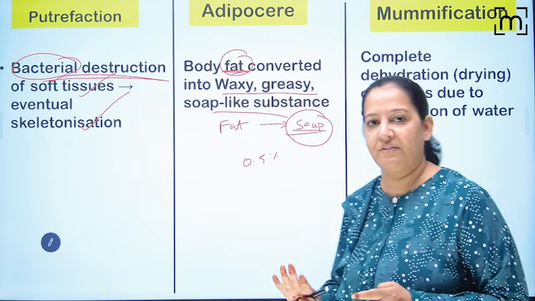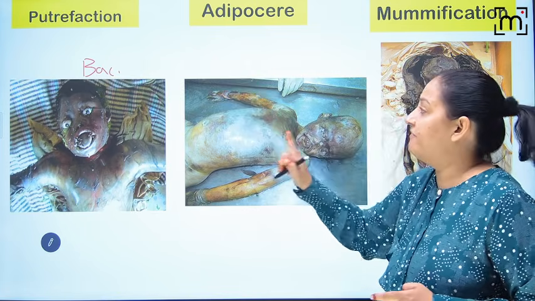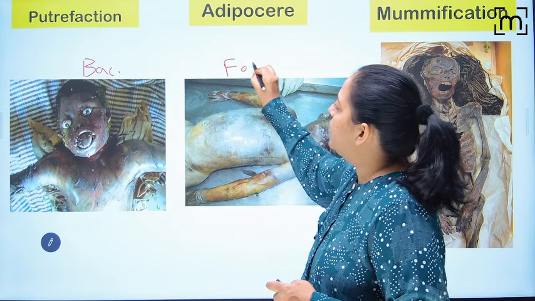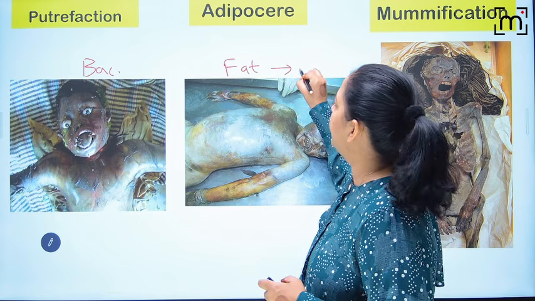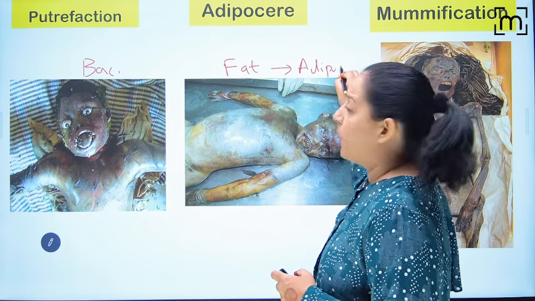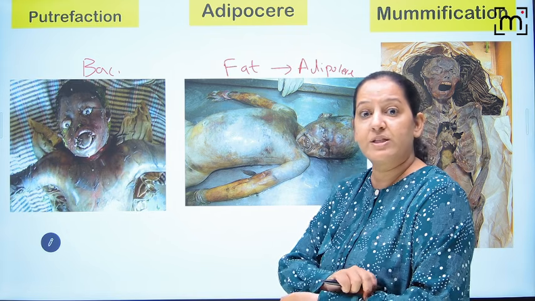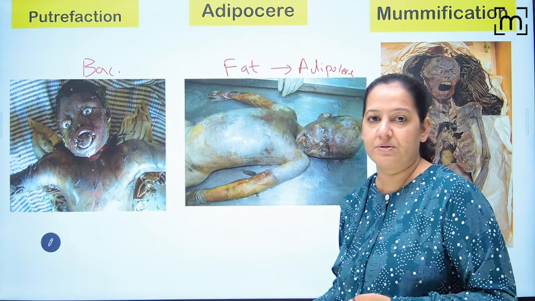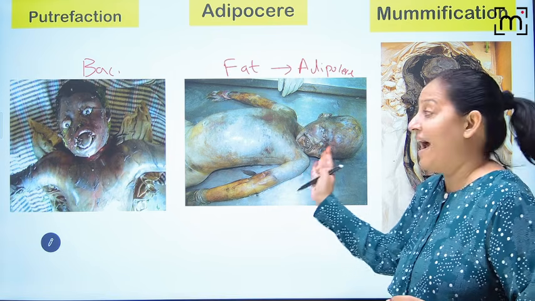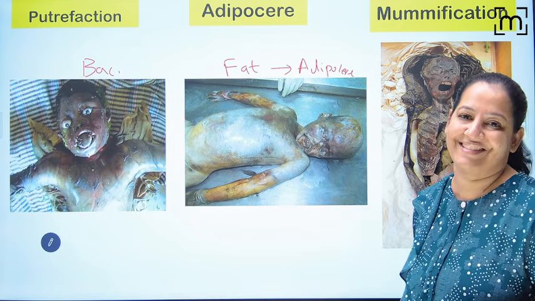I will teach you the details. First you understand. One word you learn: the fat of the body gets converted into adipocere. What is adipocere? It's a soap-like substance. It's water resistant, and it's a waxy, greasy substance. So this is known as adipocere formation and it prevents putrefaction. That is the thing.